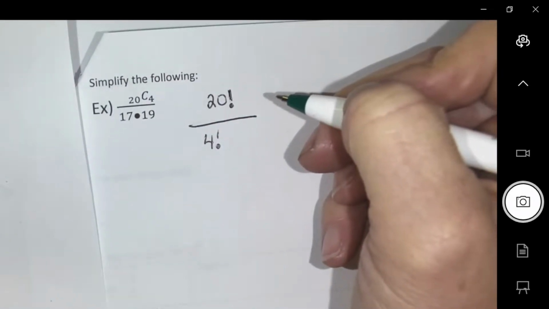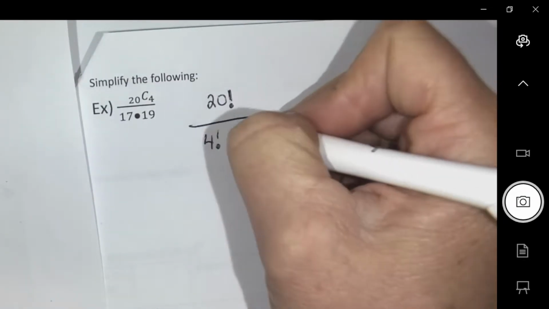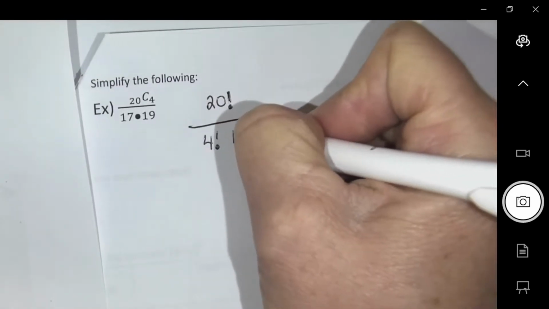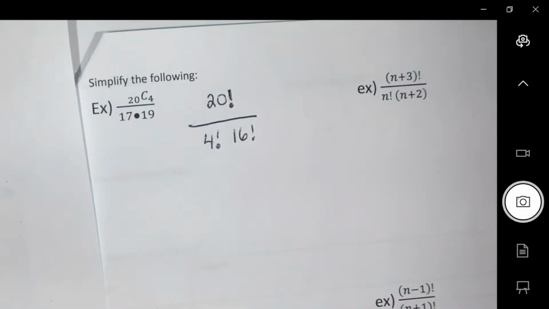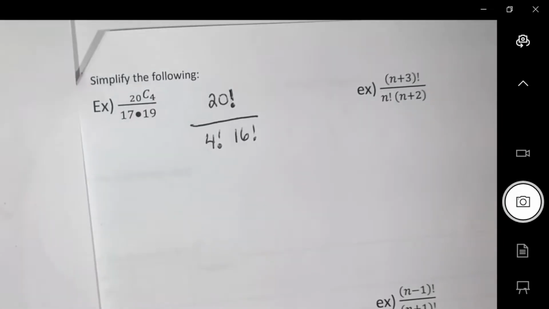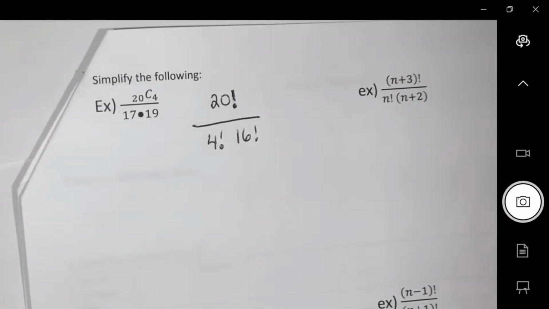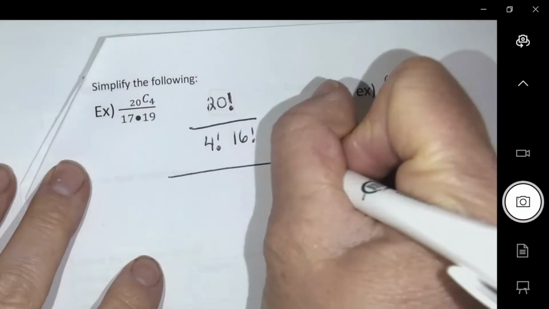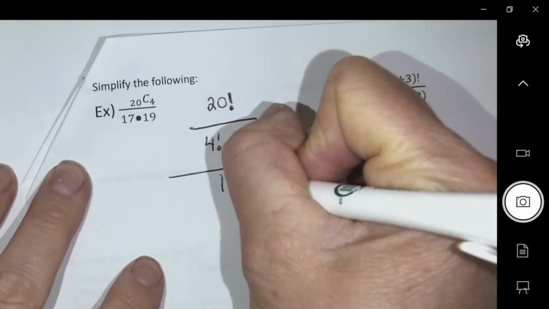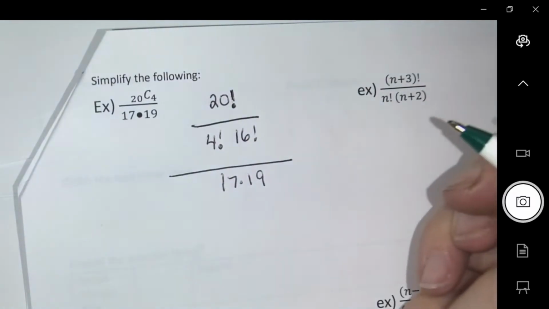Can you do N minus R? What do you get? 16? Is that okay? You understand where I'm getting the 16 from? I just did the N, 20 minus the R, 4. So that's that formula. And then we're still going to divide it by 17 and a 19.